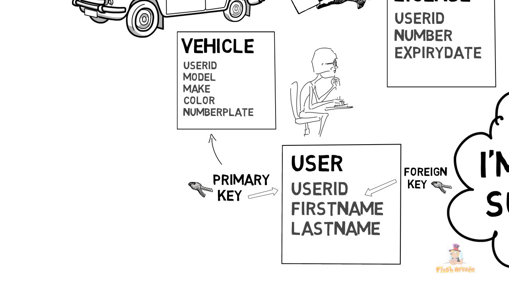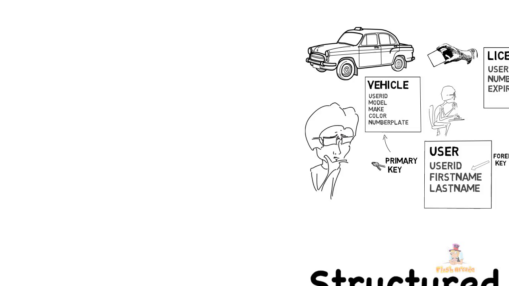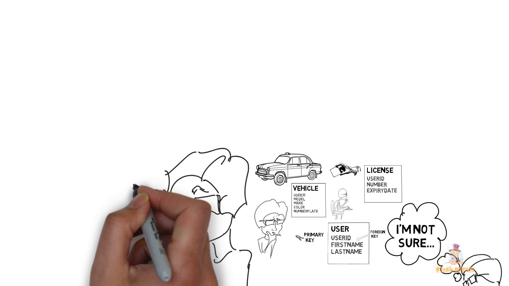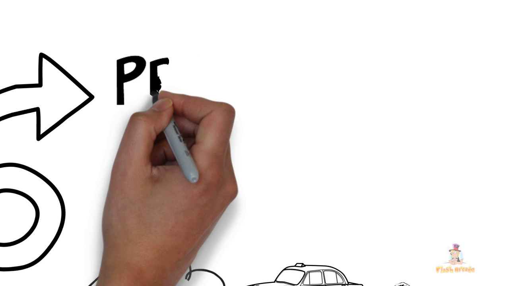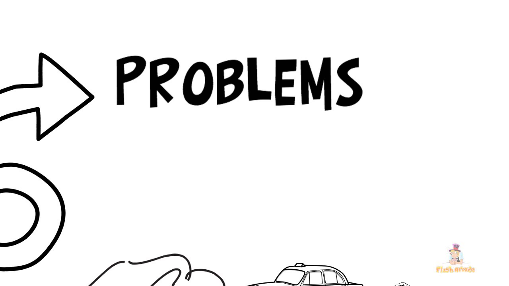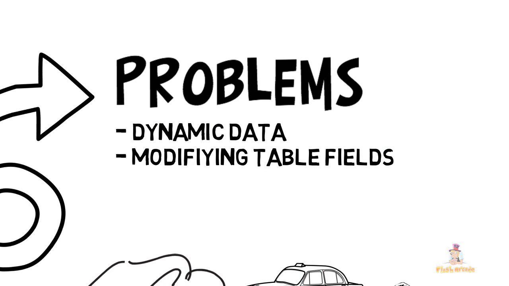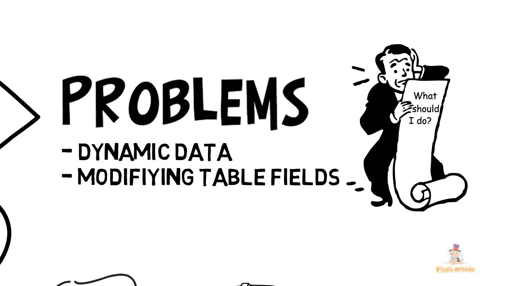Now, can you look at this concept and think, yes, this is a relational concept. That's great and all, but the problem with a relational concept is it is very strict and there are a lot of rules. So let's break down the problems. So what if we want to store dynamic data which changes often, or modify table fields when data already exists in a data table? That's when it can get a little messy.